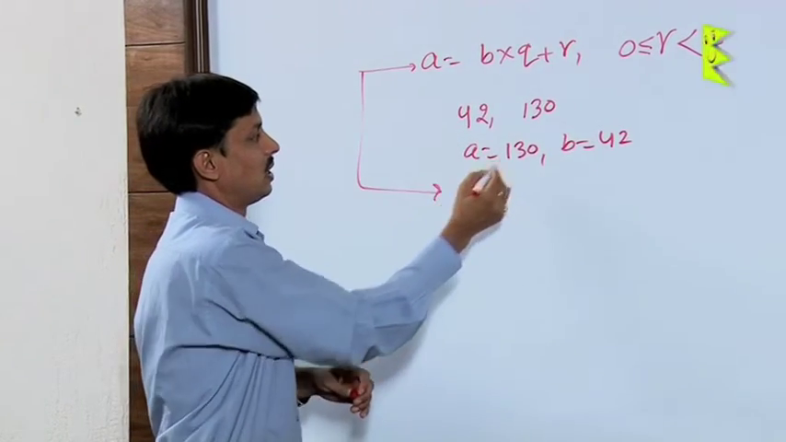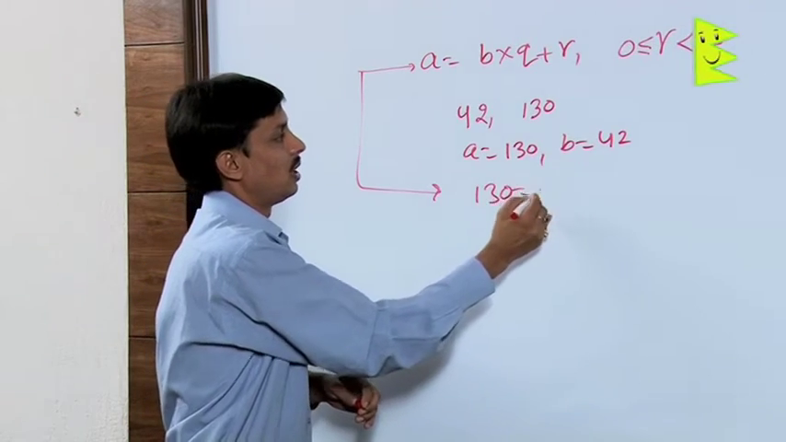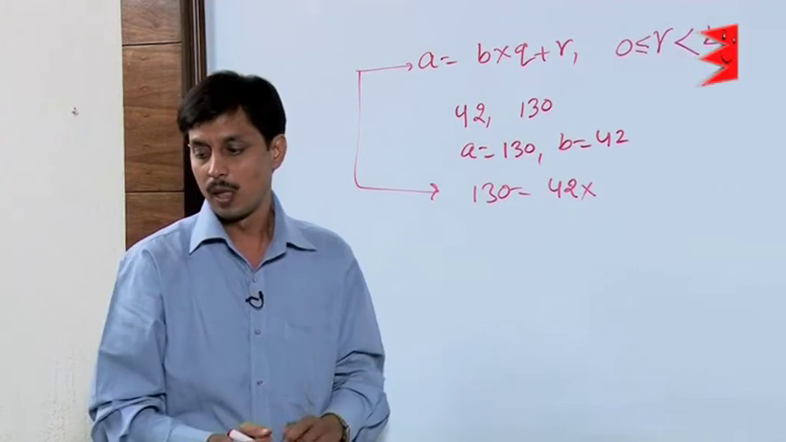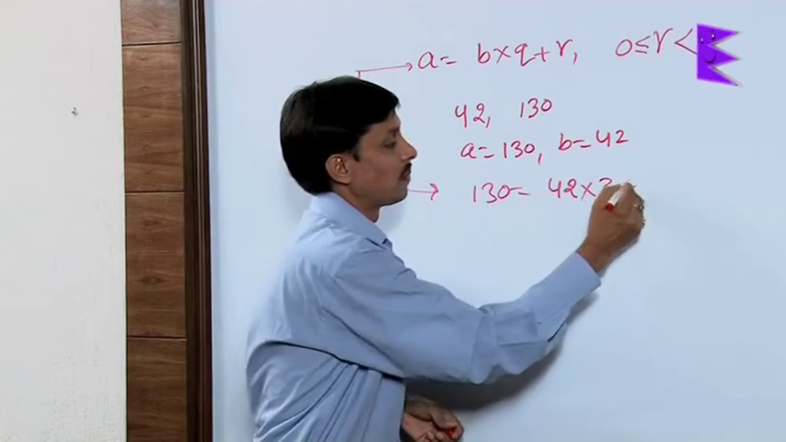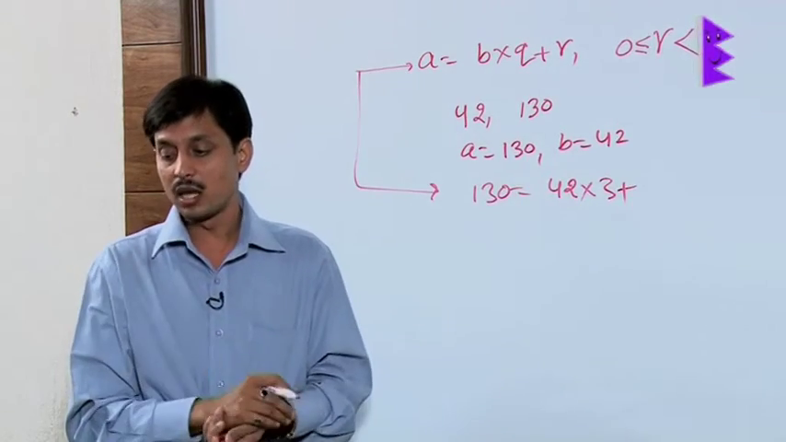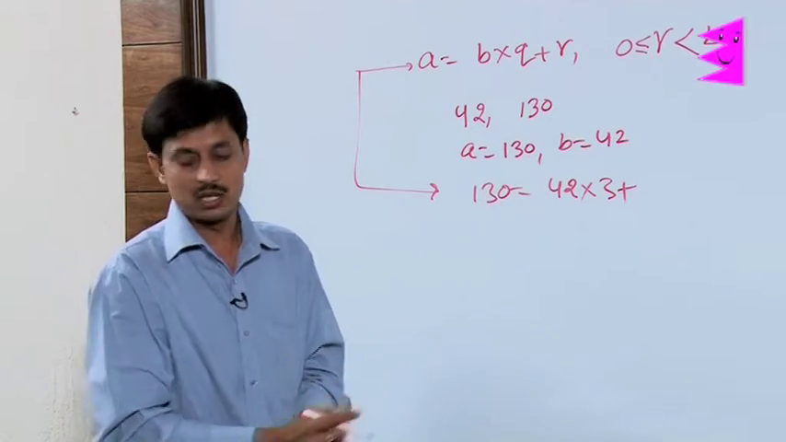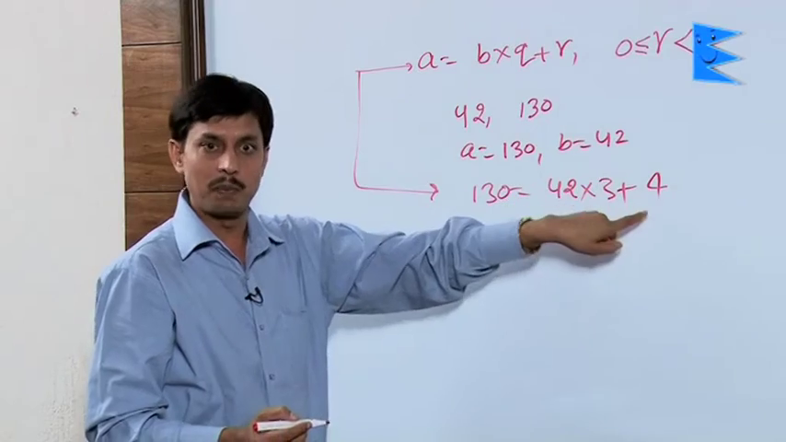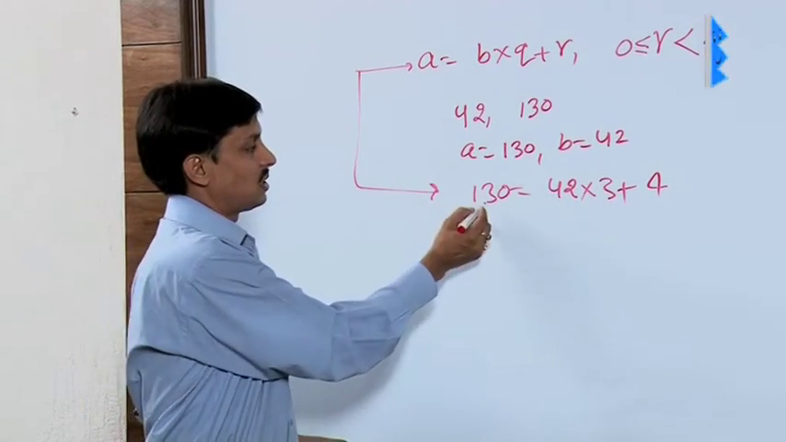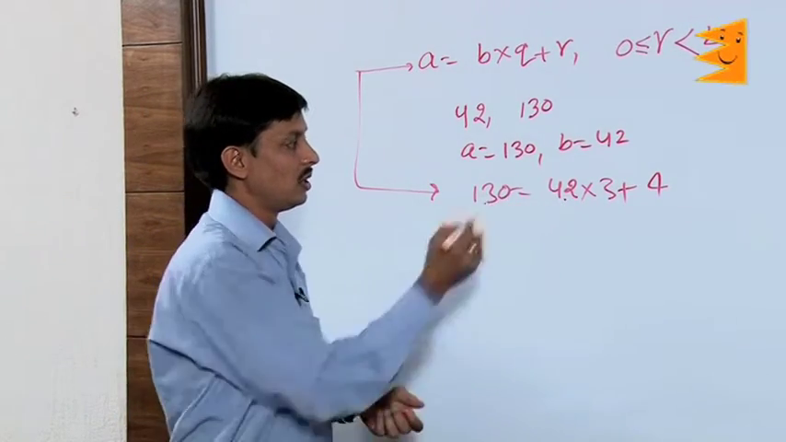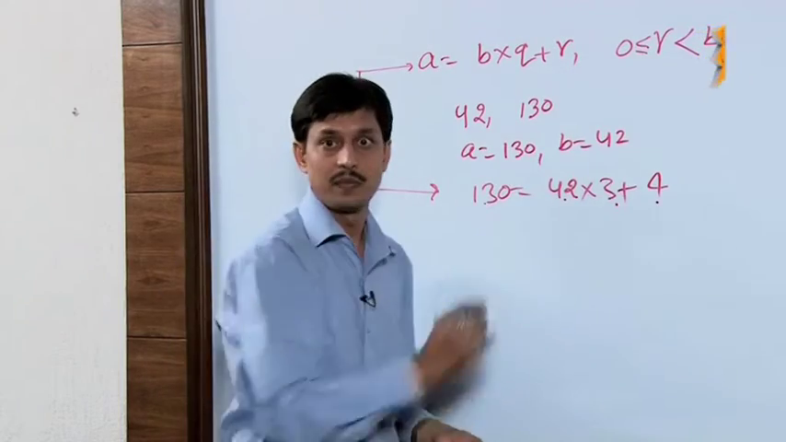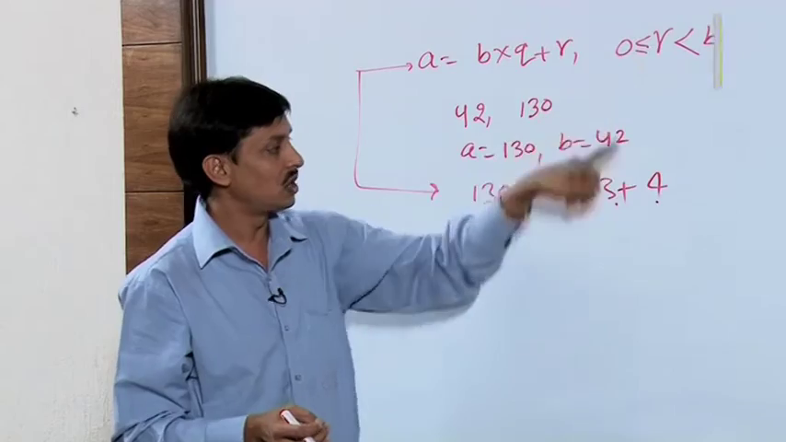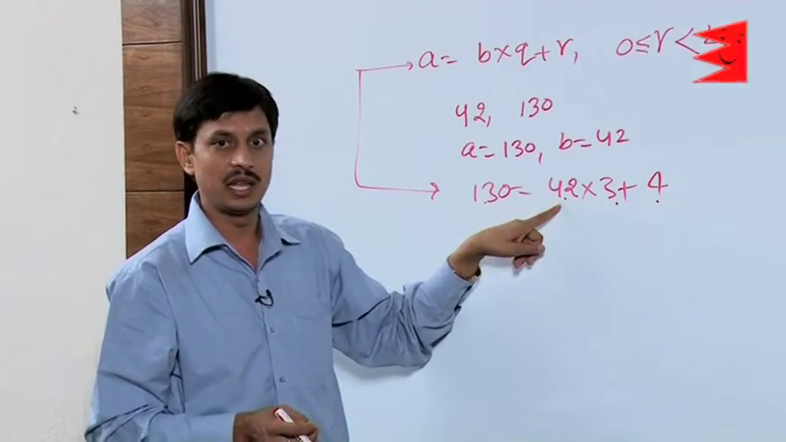Here 130 is equal to 42 into 3, and the remainder is coming out to be 4. So 130 is equal to 42 into 3 plus 4. We will say this is a, this is b, this is q, and this is r. Clearly the value of r is, as per the condition, more than 0 but less than b.